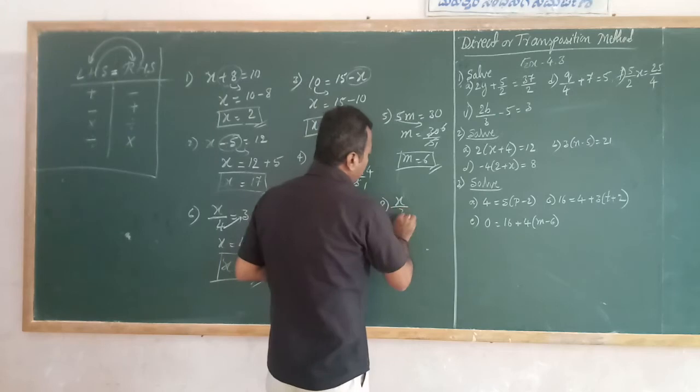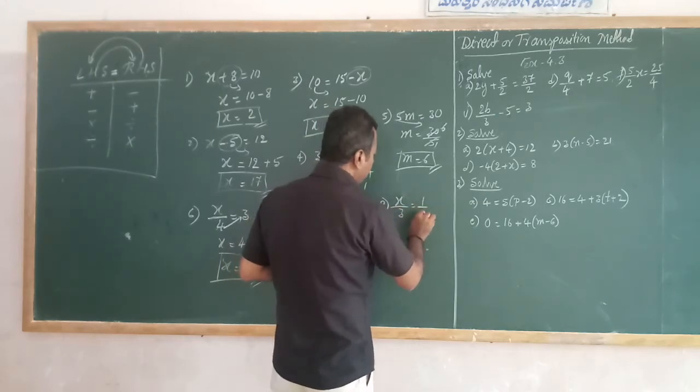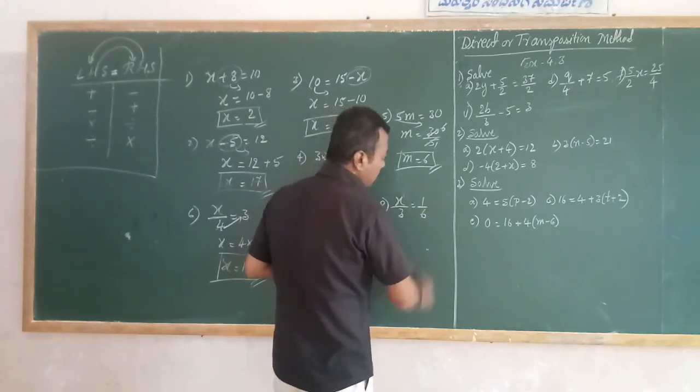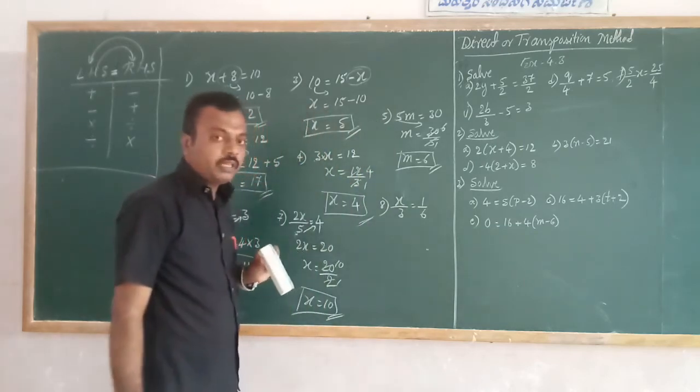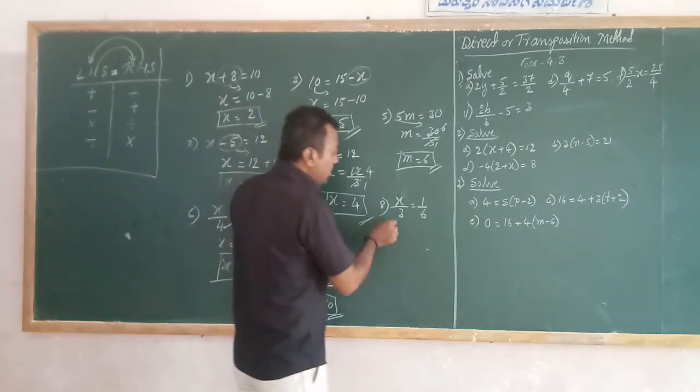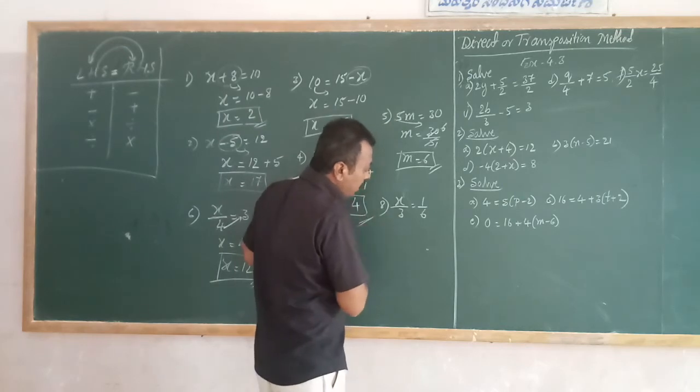x by 3 is equal to 1 by 6. x by 3 is equal to 1 by 6. See students, like this question, what is the value of x?